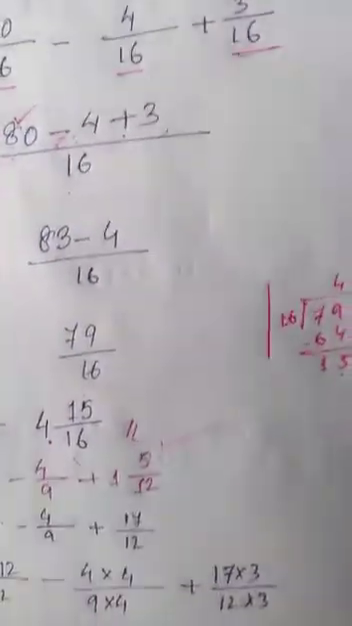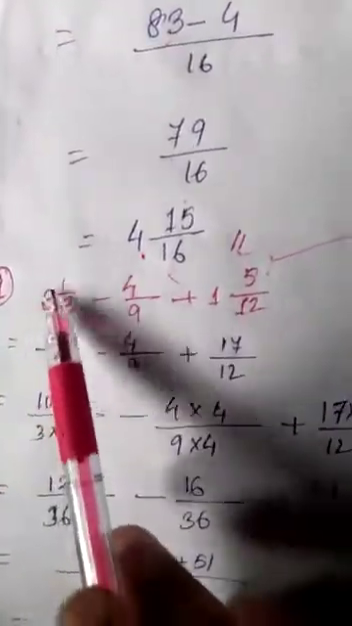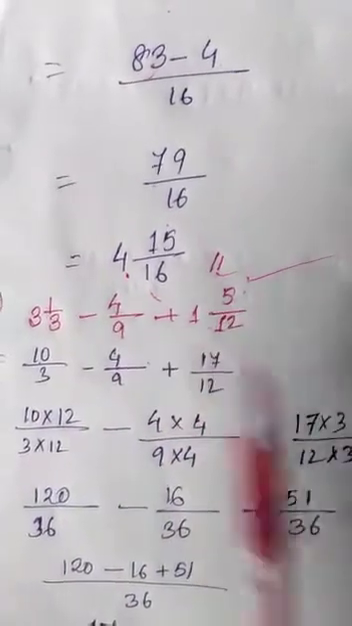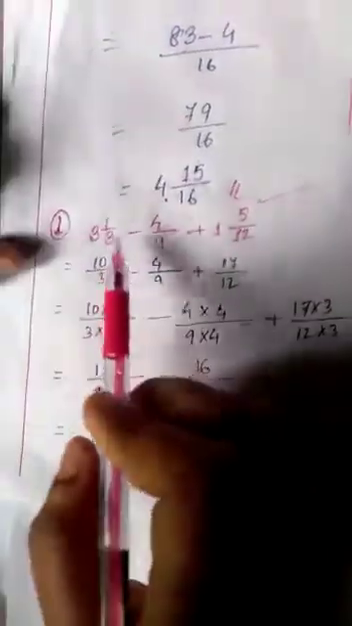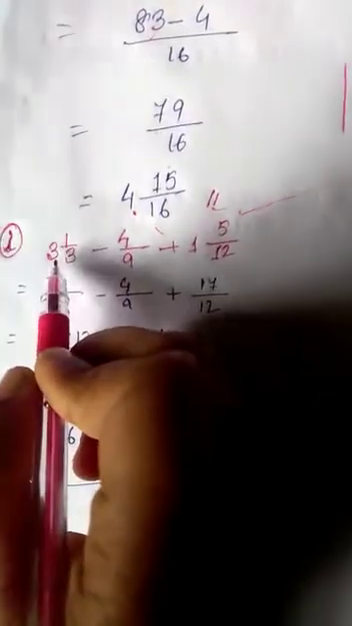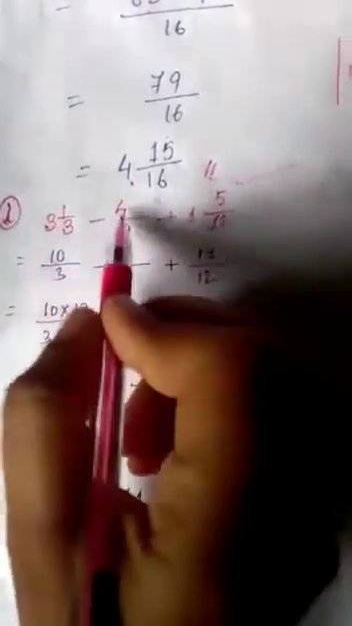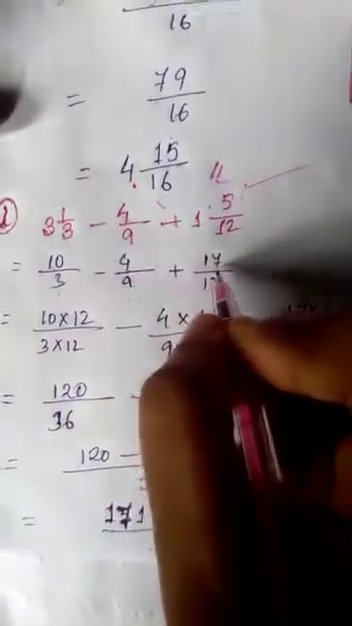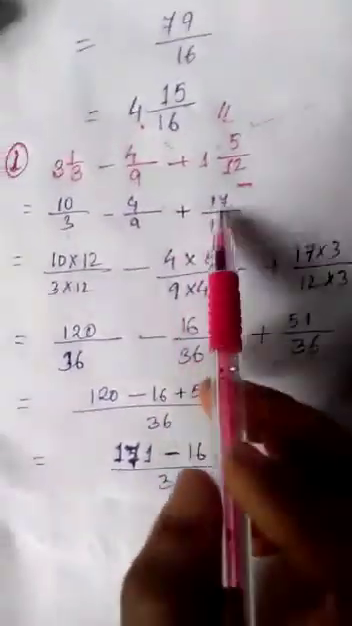Alright children, now let's move to one more question, that is question number I. See, 3 of 1 by 3 minus 4 by 9 plus 1 of 5 by 12. So we can do it. Now you have learned how to convert. 3 into 3 is 9, 9 plus 1 is 10, so 10 by 3, and 4 by 9, plus 12 into 1 is 12, 12 plus 5 is 17. I have skipped one line, if you want you can show it here also. So 17 by 12.